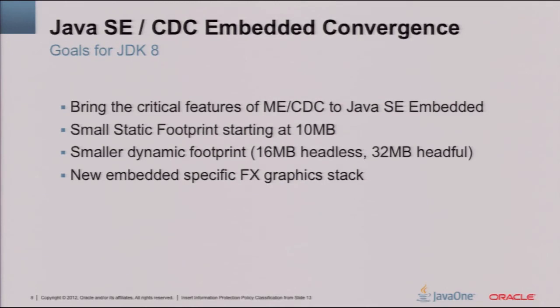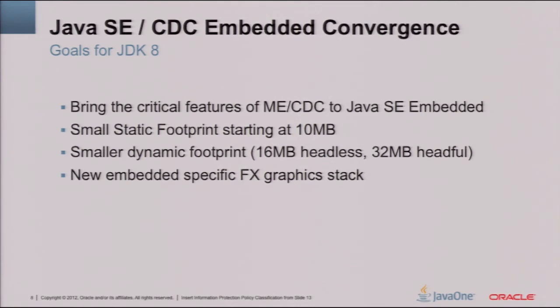So going forward to JDK 8, what are we doing to try to crunch down those binaries even smaller so we can get into lower end devices? We are converging the best features of the ME CDC product and SE and providing a JDK 8 compatible implementation. We're going to bring the critical features of CDC to SE. One of the major benefits of CDC was the fact that it's much smaller and can fit in much lower end devices. And in order to achieve that goal, we're going to get our static footprint down to 10 megabytes.